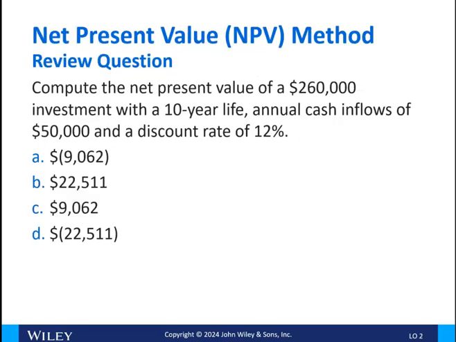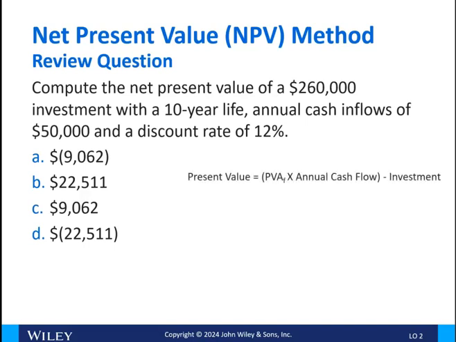Let's do another review question. Compute the net present value of a $260,000 investment with a 10-year life, annual cash inflows of $50,000, and a discount rate of 12%. Okay, so we're using cash inflows, so it's not net income, so we don't have to do the adjustment for depreciation. If it says cash inflows, then we know it's already cash basis. Again, if it says net income, we assume depreciation is in it, so no adjustment there.